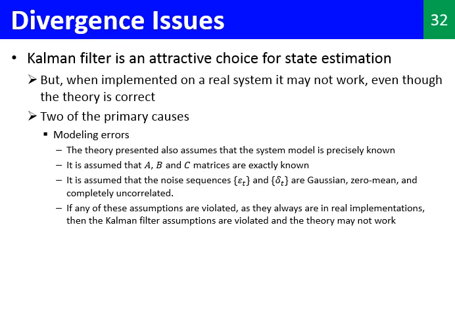The other primary cause is the modeling error, which is more common. When we implement Kalman filters, we make a lot of assumptions. We consider that the system model we have is precisely known, and the matrices A, B, and C are known exactly. Also, we assume that noise is zero mean, Gaussian, and completely uncorrelated. So it's very easy to understand that in a real implementation, there is a lot of chance that the Kalman filter can go bizarre and diverge to give very poor results.